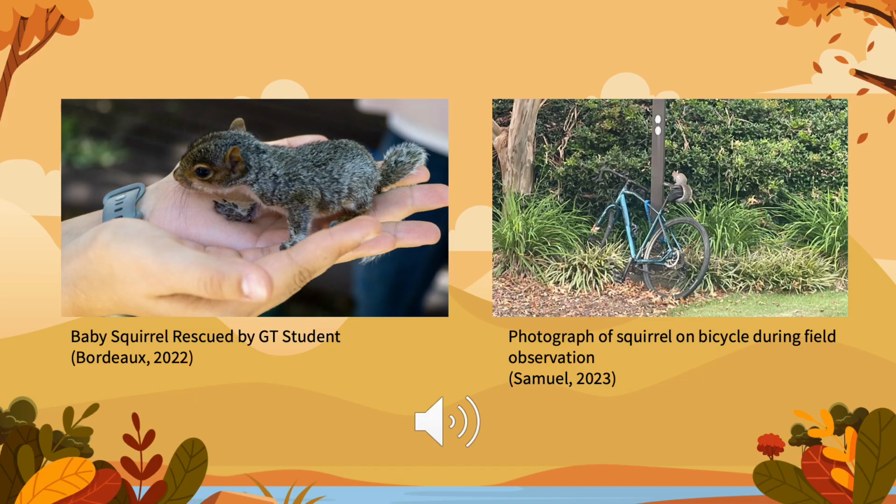In the photos shown here, we can see examples of eastern gray squirrels. On the left is an example of a baby squirrel that was rescued by Sarah Keegley, who was a GT student, and with a team of 12, they nursed it back to health and built it shelters. And on the right, there is a squirrel getting its daily exercise in, being on a bicycle during a field observation a student conducted for our research.